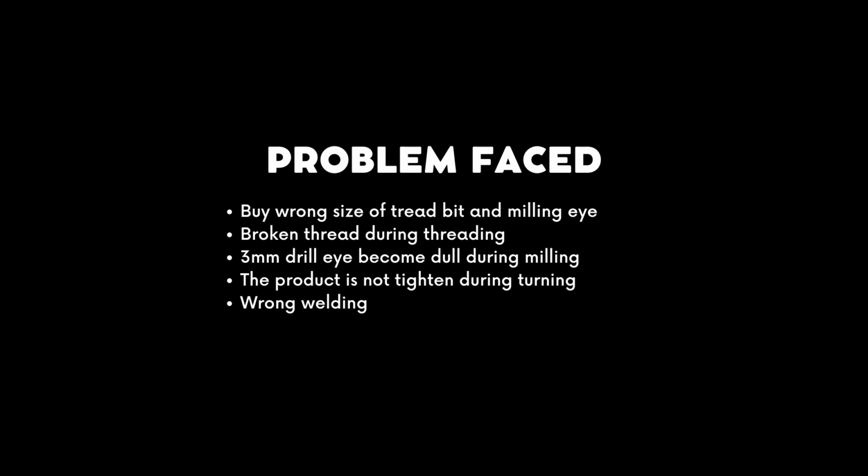The fourth is when the plate is not tightened enough during the turning, resulting in the plate moving during the turning. The way we overcame it was by stopping the turning machine and tightening the plate before continuing. And lastly is when we did the wrong welding, which is when we did not assemble the part first before welding. The way we overcame it was we assembled it first before continuing the weld.